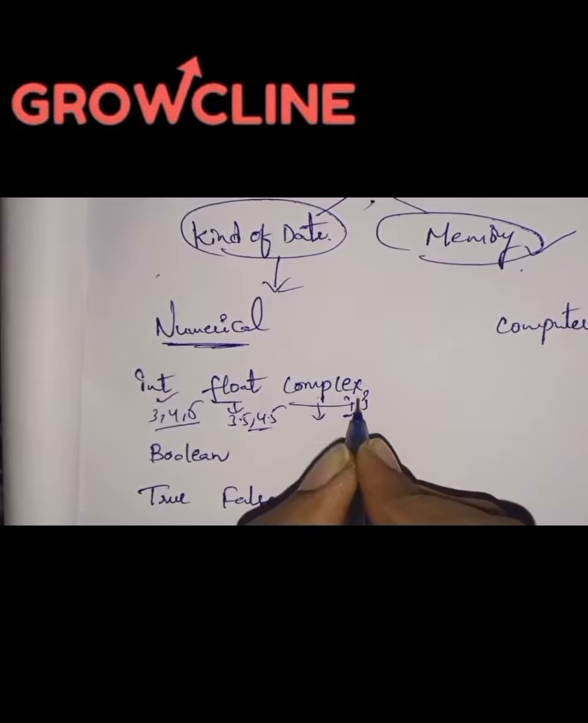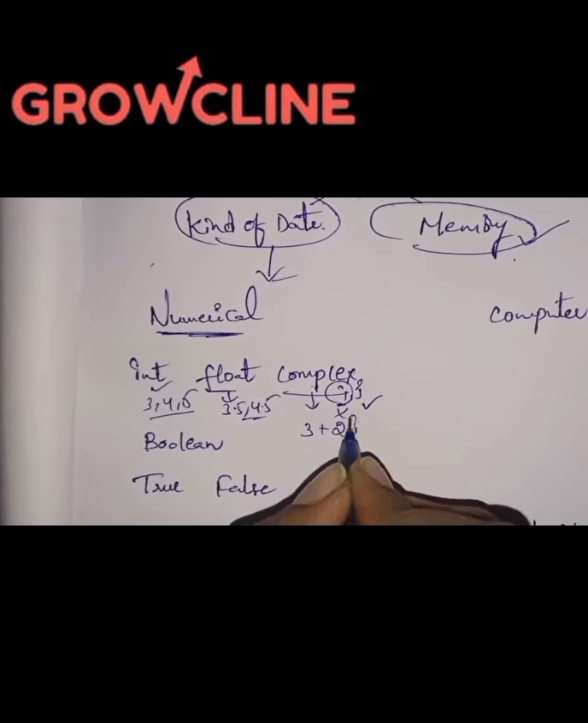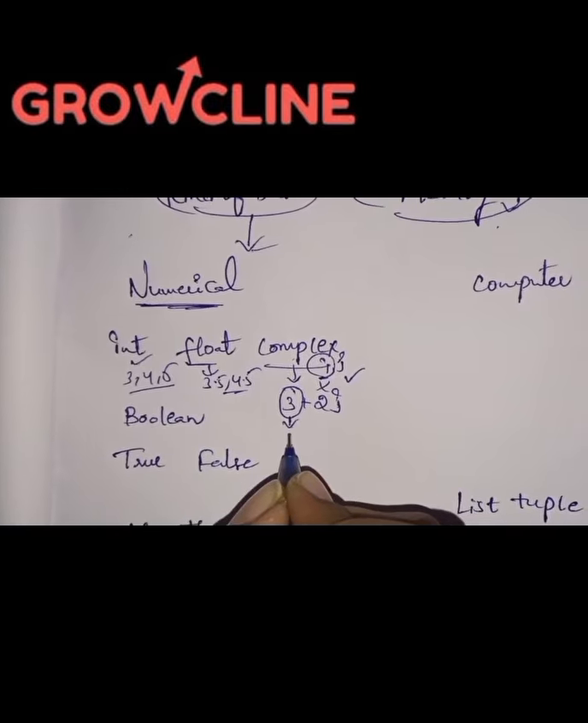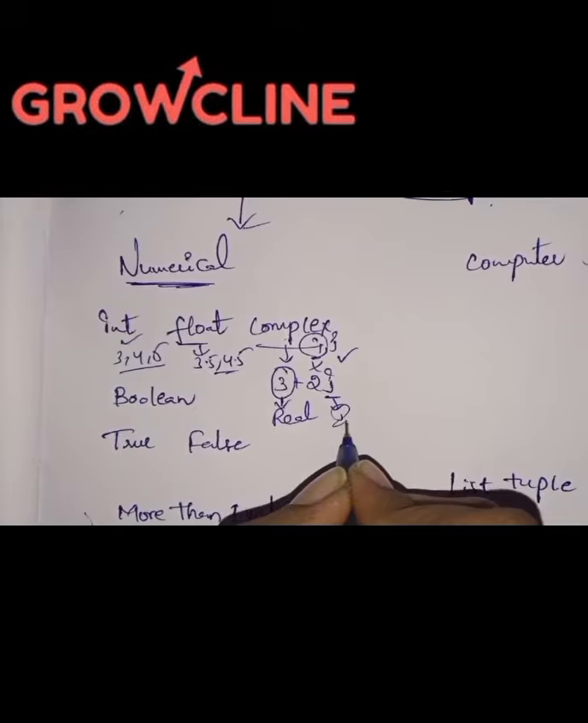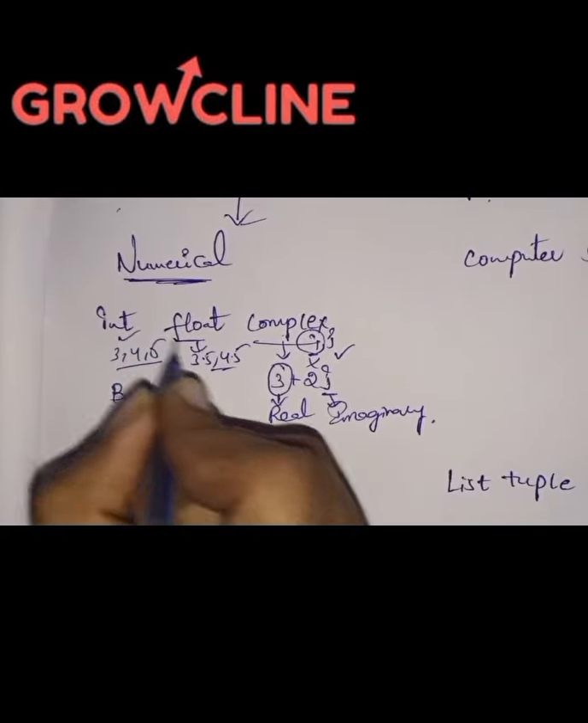We can also store complex data types. In mathematics we can represent complex values in the form of i, j. But in Python we don't have any i; we can represent only the j value in this complex data type. Here the 3 is the real part and this j is called the imaginary part. This combination of real part and imaginary part gives us a complex data type in Python.